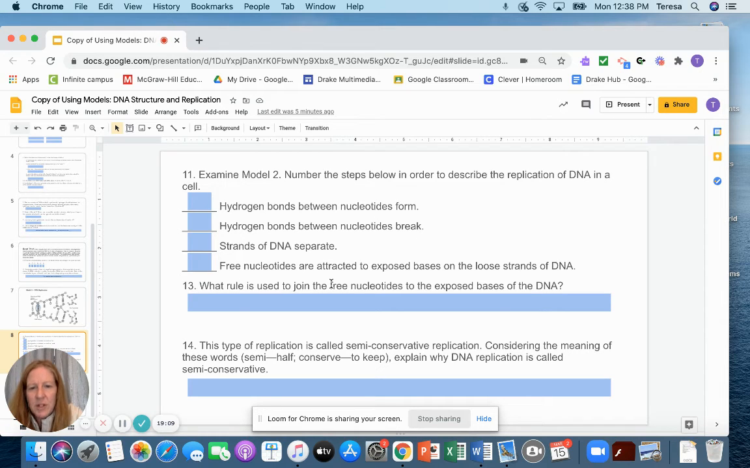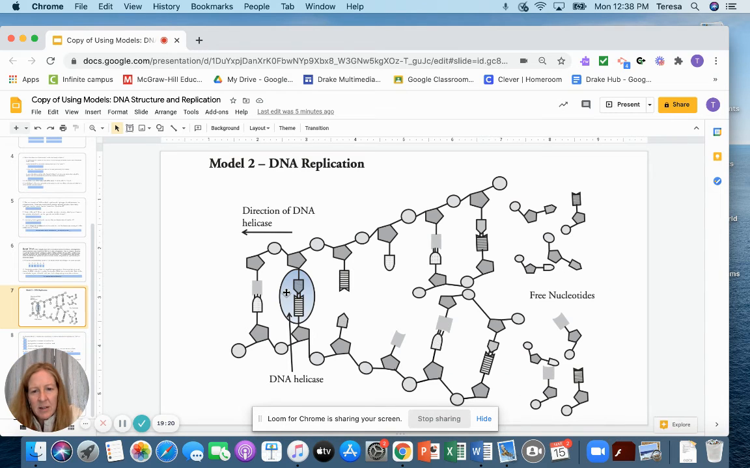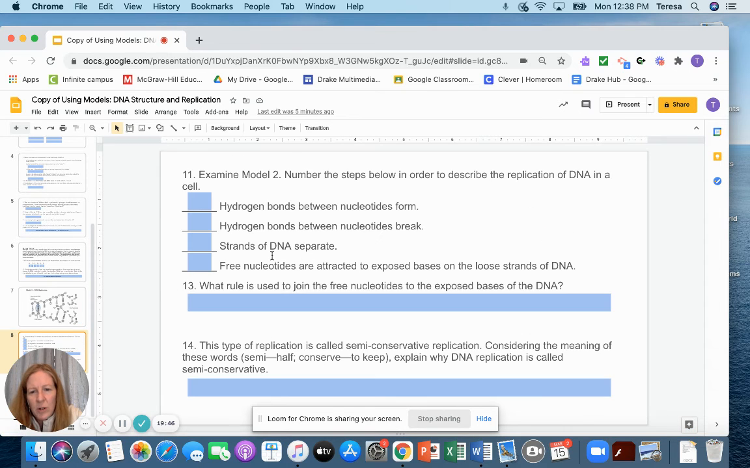What's the rule used to join free nucleotides to the exposed DNA? It's the same rule as with all DNA base pairing. Okay, so complementary bases will pair together. So if I look here, when I have an exposed base, if this is guanine, guanine will pair with a free nucleotide, and the one it has to pair with is complementary, right? It fits together with it. That complementary base, if this is guanine, it would be cytosine. If it's thymine, like in this case, thymine pairs with adenine. So the rule is that complementary bases will pair together.